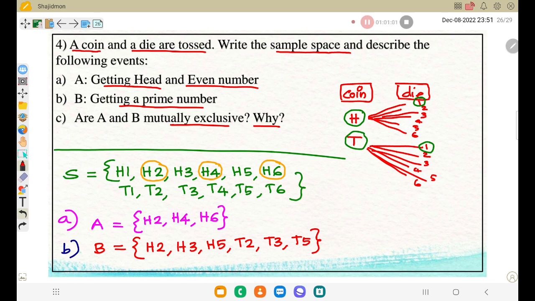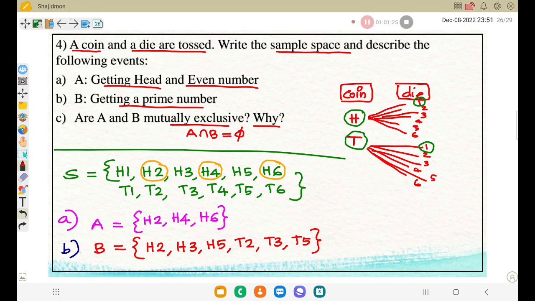Hope you understood that one. Now we will go to the main question. Are A and B mutually exclusive? Why? Mutually exclusive means what we need to do? We need to check A intersection B. Correct? It should be the empty set, then only it is mutually exclusive. Otherwise not mutually exclusive. So we need to calculate what is A intersection B.